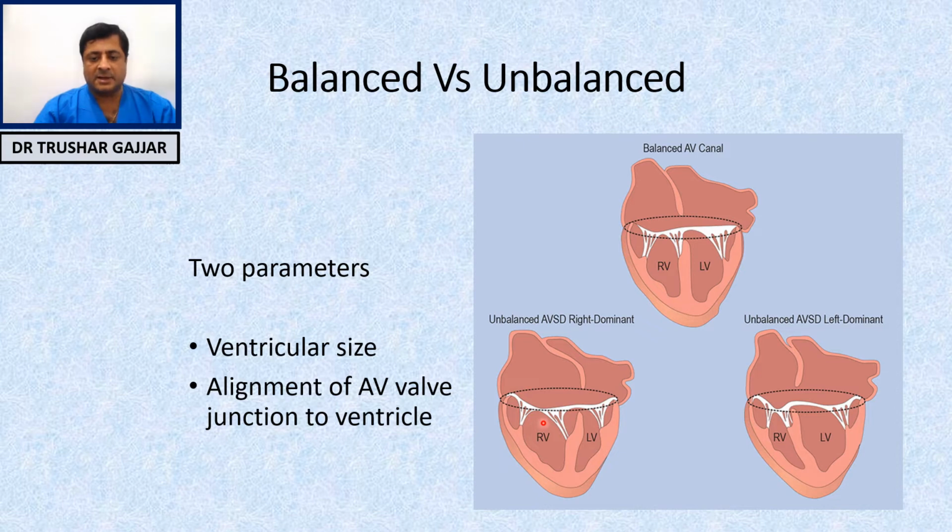In the unbalanced variety, one of these valves will be overriding the septum, and one chamber will be larger and the other chamber will be on the smaller side. So the majority of the valve will be overriding and committed to one ventricle, which is called either the right or the left variety. If you see here in this picture, this is the right dominant unbalanced AV canal, where the left ventricle is small. Here the right ventricle is small and the left ventricle is dominant.